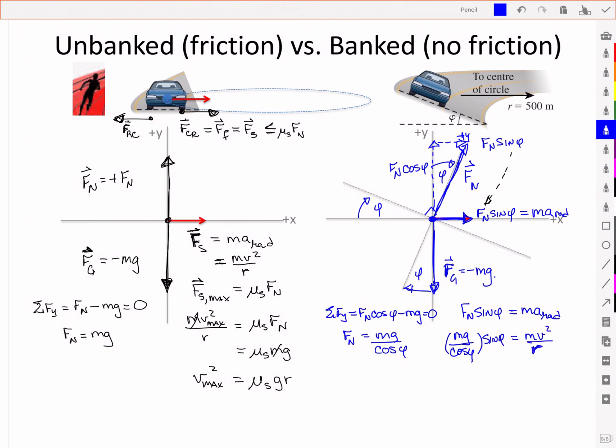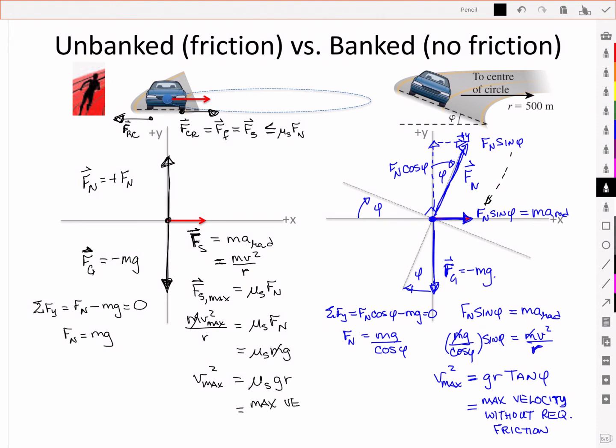And I can rewrite this then. It tells me then the maximum velocity that I can have based on that given component of the normal force and that given banking angle, where notice that my masses again cancel out. And so I can simplify this equation into v equals the square root of gr tan of phi. So this is the maximum velocity without requiring friction. And this over here was the maximum velocity using that friction.